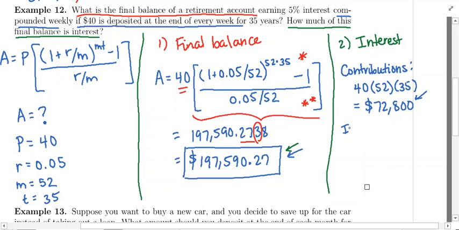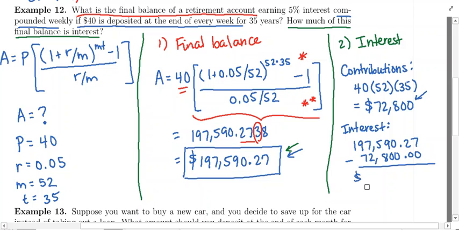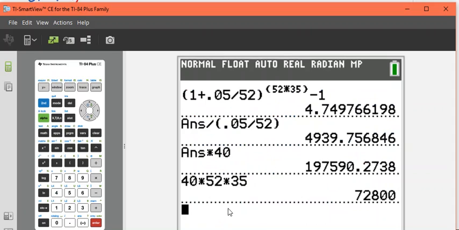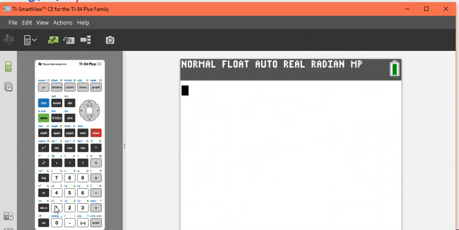So the total interest is going to be the account balance after 35 years minus the amount that was put in by you or whoever. So we need to subtract the two things out. Let's go ahead and do that. I'll go ahead and clear this. So we're going to have $197,590.27 minus $72,800.